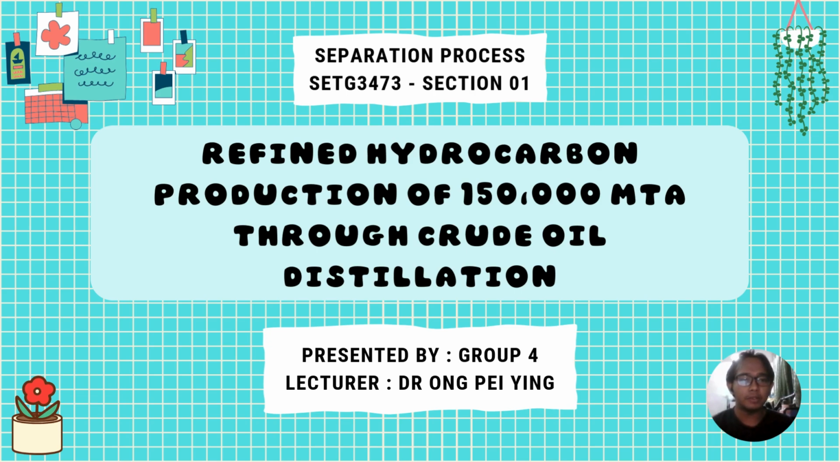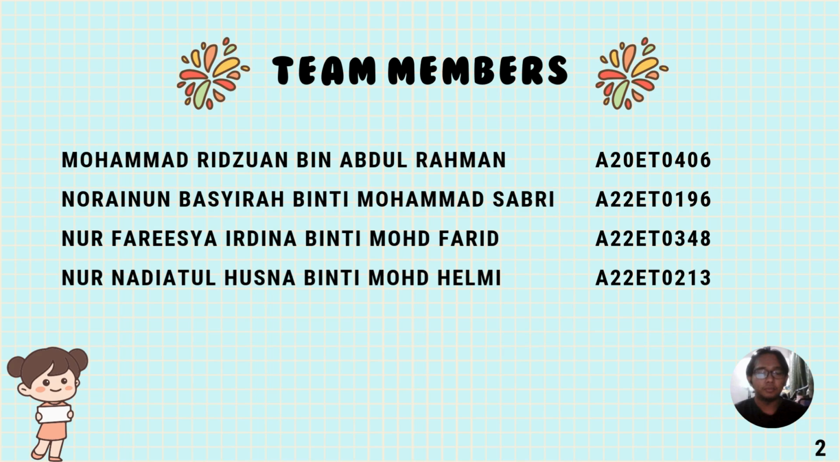Our title is refined hydrocarbon production of 150,000 MTA through crude oil distillation. These are our team members: RIDZUAN bin RAHMAN, NORAINUN binti Muhammad SABRI, FAREESYA binti Muhammad FARID, and NADIATUL HUSNA binti Muhammad HELMI.